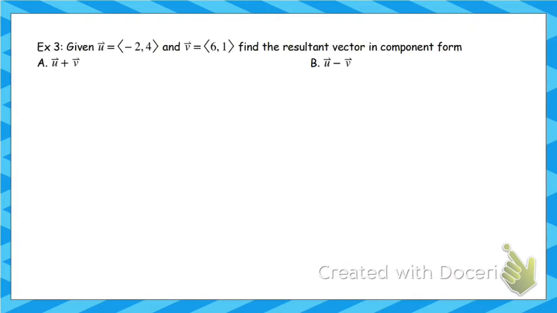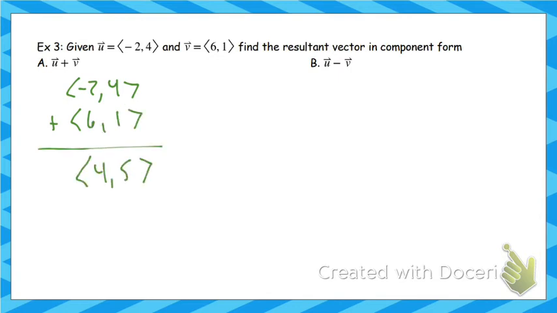So it gives you 2 vectors in component form, and it wants you to find the resultant vector. So u plus v. I am just going to take negative 2, 4 plus 6, 1. Add them up, 4, 5. So it can be that simple. It's a little bit hard to see visually. All right, u minus v. Let's take u minus v.